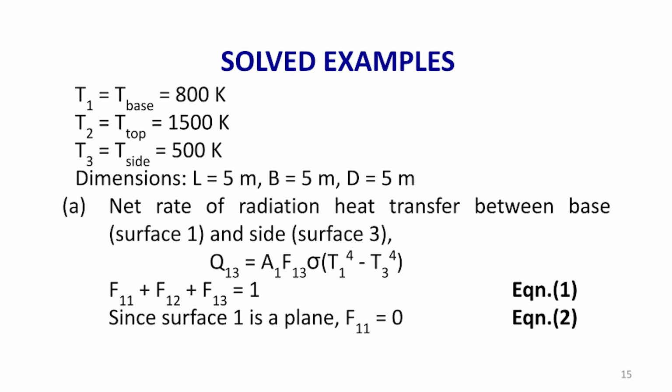Since surface 1 is a plane, the shape factor F11 is 0. So, if you substitute it here, this term is 0. Now, if I know F12, the shape factor from the base surface to the top surface, I can find F13, because the summation is equal to 1. Suppose there is one more surface, if you add that one, the total remains 1. Unless I find F12, I cannot find F13, because when I am calculating Q13, the formula has F13.